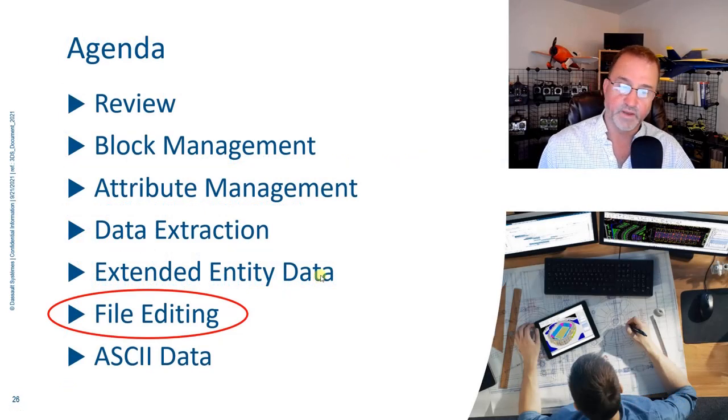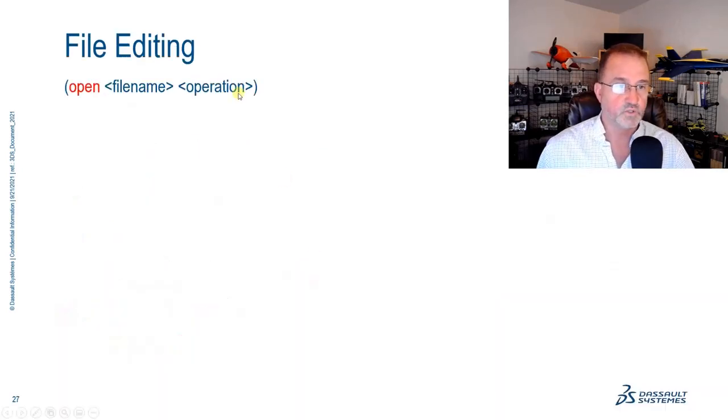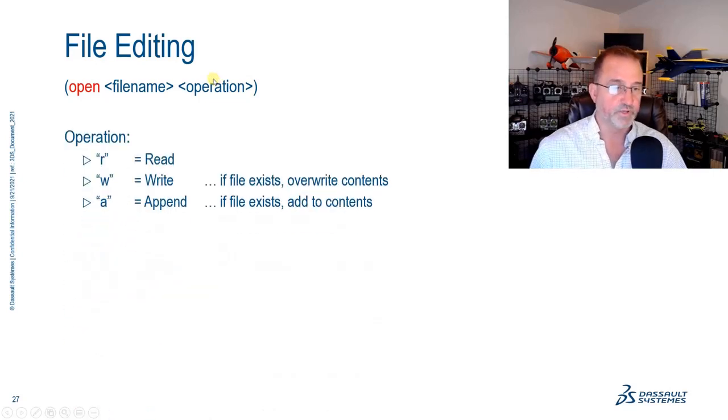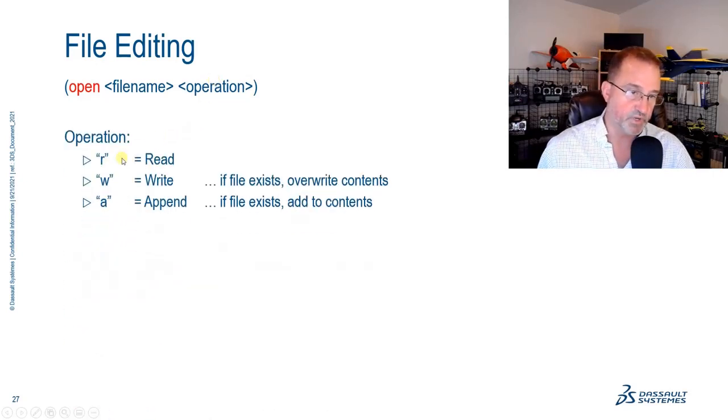So let's talk about editing files. What can we do with external files and how can we edit those? So the function we use to edit external files is simply open parenthesis, the command or function name called open. We supply a file name, and then what is the operation that we want to do with that file. There are three operations that we can do. The first is read, which is simply R, W is write, and A is append.